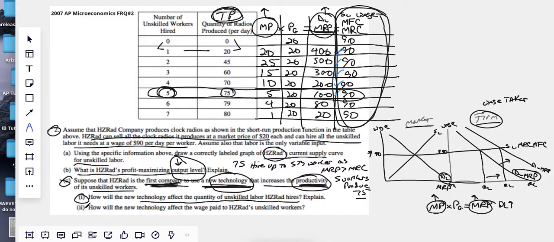Easy enough. Now, this one's a little bit more tricky. It said, how will the new technology affect the wages paid to Hazard's unskilled workers? Well, we know they're wage takers, so the market would have to be affected for the wage to go up, right? If it's new technology and the market doesn't have it, only Hazard has it, Hazard's MRP would shift, but the market doesn't know anything about it. So the market's demand for labor, or MRP, would not change. Therefore, the wage would not change.